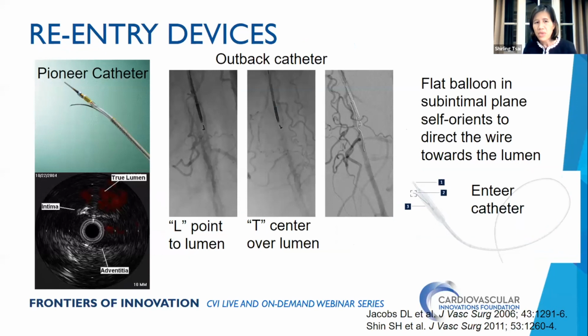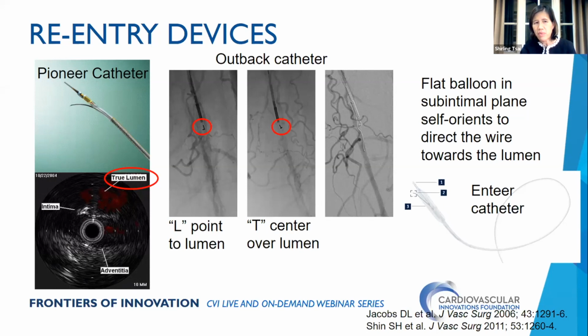The Pioneer catheter has IBIS integration. So it's very nice because you can use the IBIS to figure out where the true lumen is. You turn on the color flow and you can see where there's red flow in the true lumen. You orient that to 12 o'clock, and that means that the curved needle of the reentry device points up into the true lumen. Similarly, with the Outback, you orient yourself to the true lumen by setting up two orthogonal pictures, one in the shape of an L, where the L points to the true lumen, and one in the shape of a T, where the T lies over the true lumen, and then that directs the curved needle to point into the true lumen.